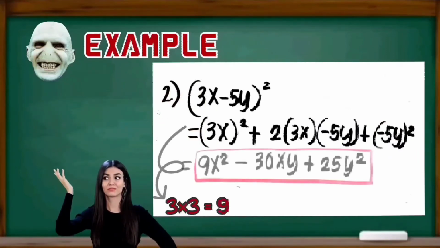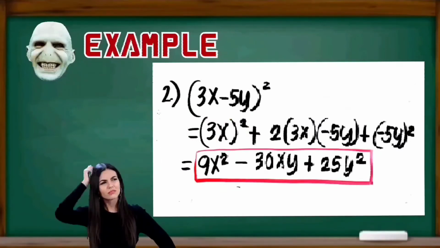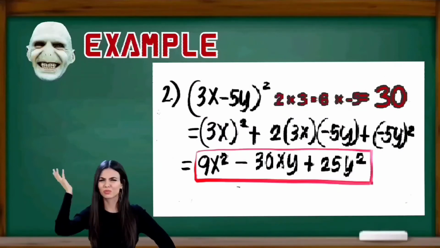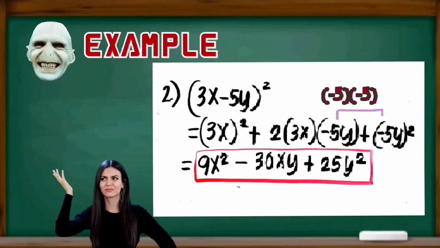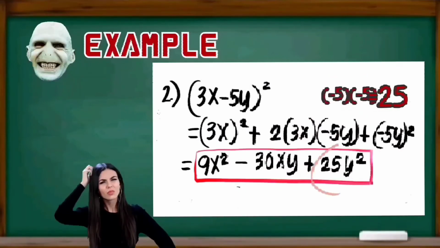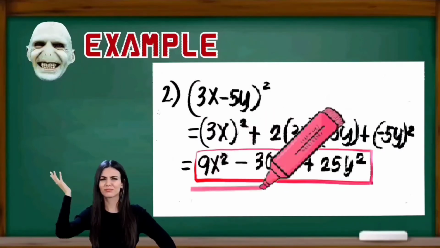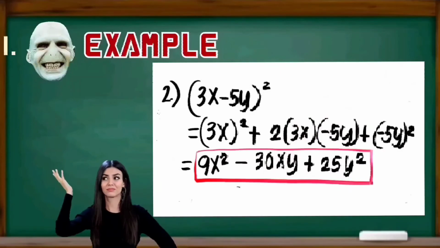So, 3 times 3 is 9. Copy the variable x squared. Minus 2 times 3, 6, times negative 5 is negative 30, copy the variable xy, plus negative 5 times negative 5 is 25, copy the variable y squared. So the answer is 9x squared minus 30xy plus 25y squared.